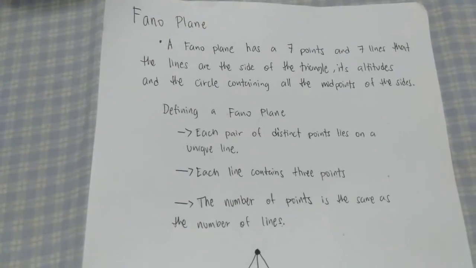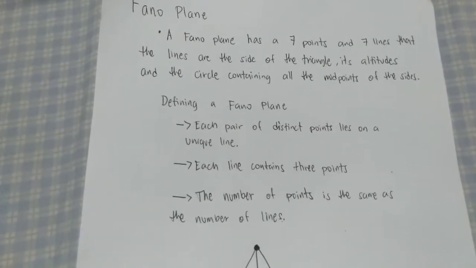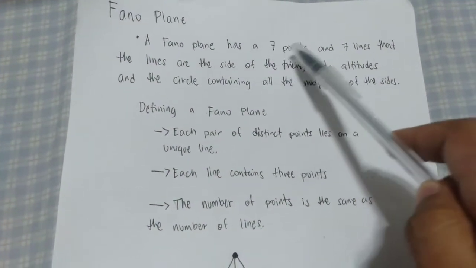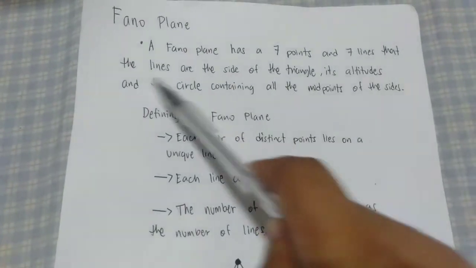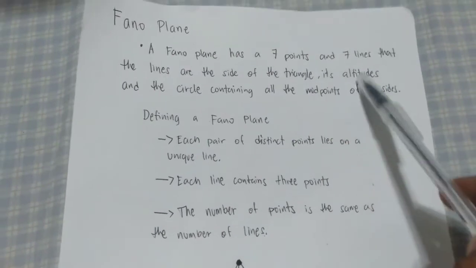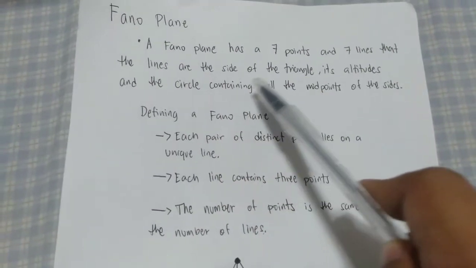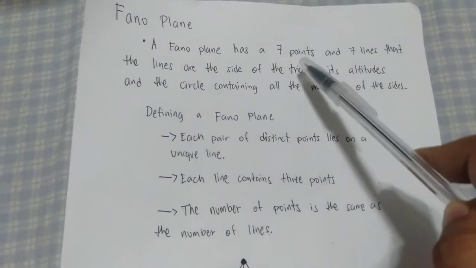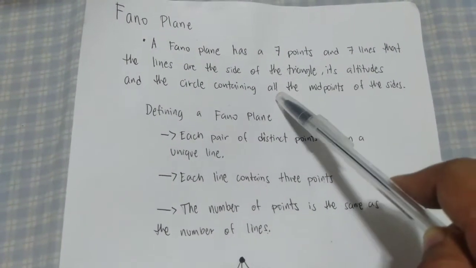The first configuration is the Fano plane. A Fano plane has 7 points and 7 lines, where the lines are the sides of the triangle, its altitudes, and the circle containing all the midpoints of the sides. This is the definition of the Fano plane.